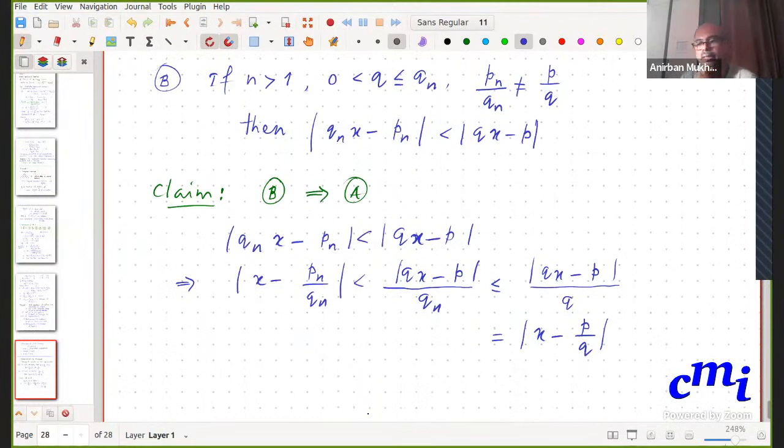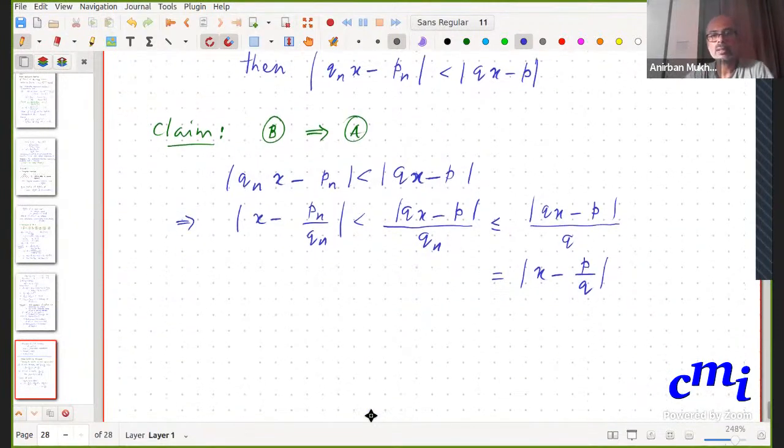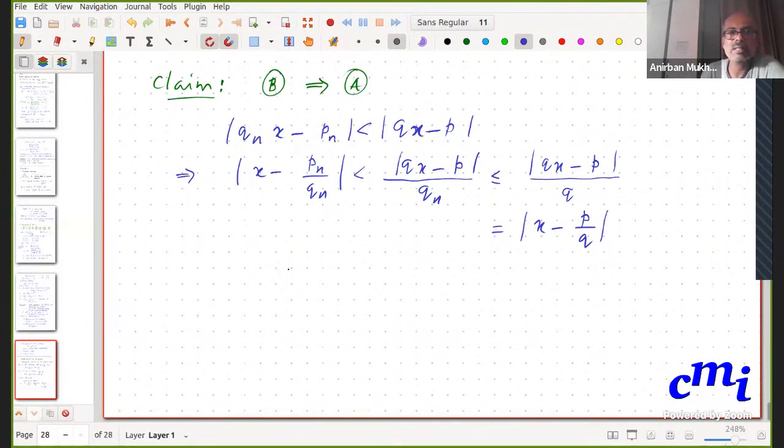So q is a natural number starting from 1 and less than or equal to qn. It can also be equal to qn. So let's start with that situation. Proof of B.